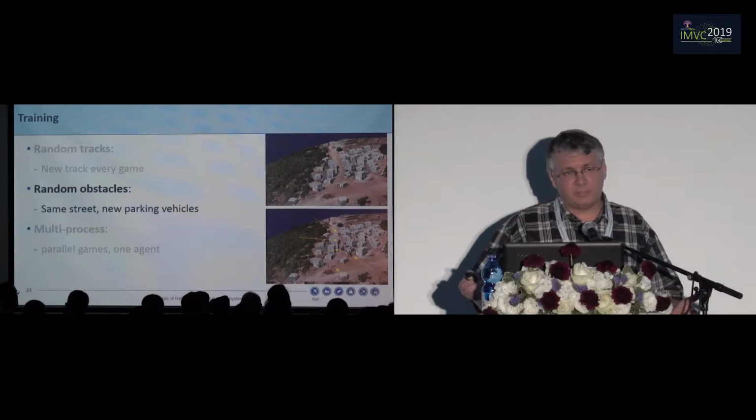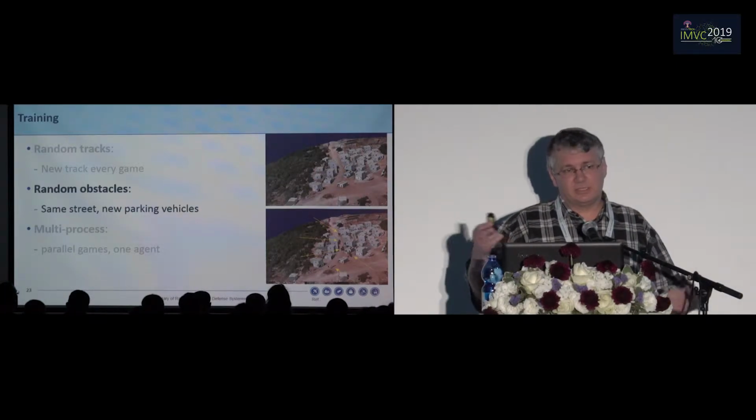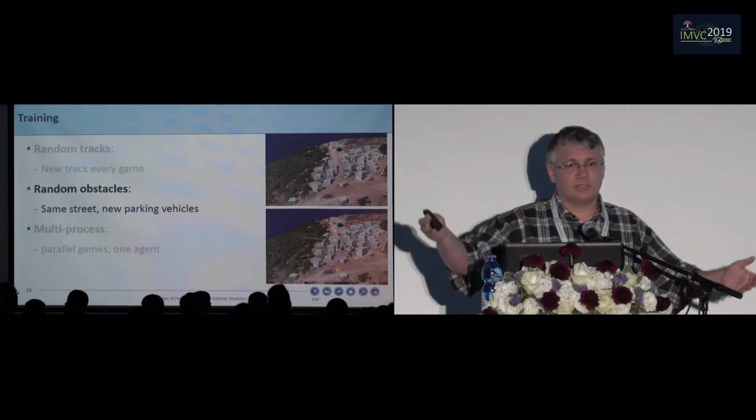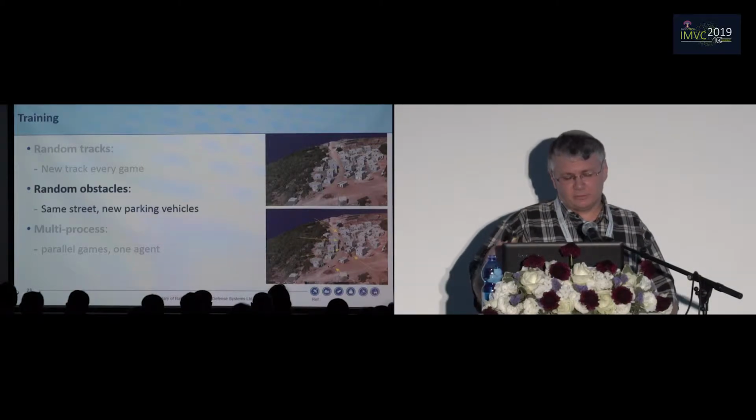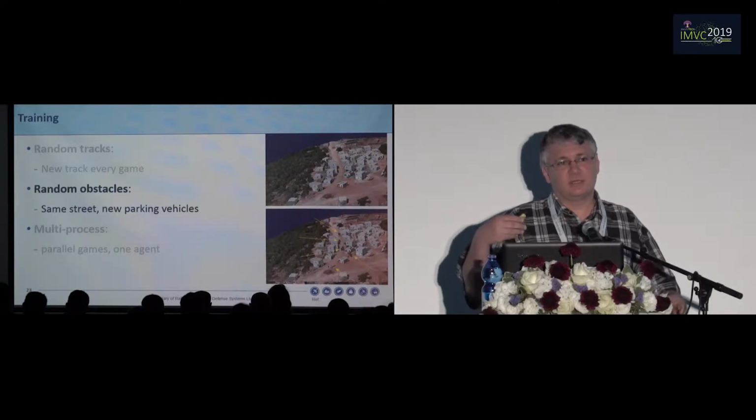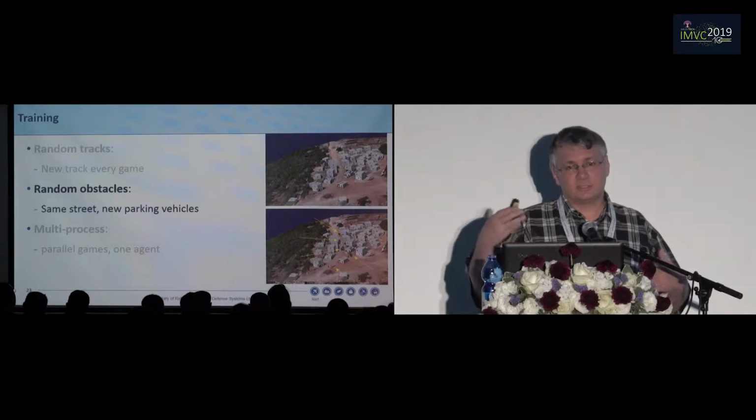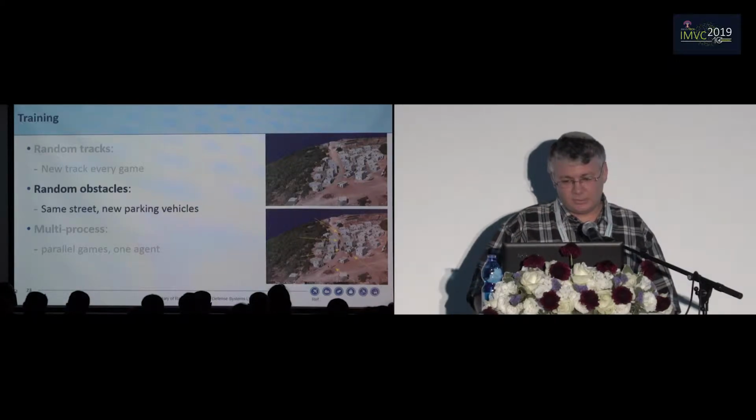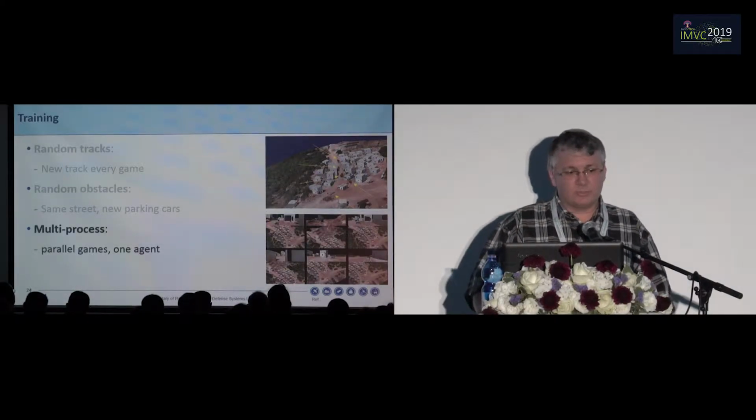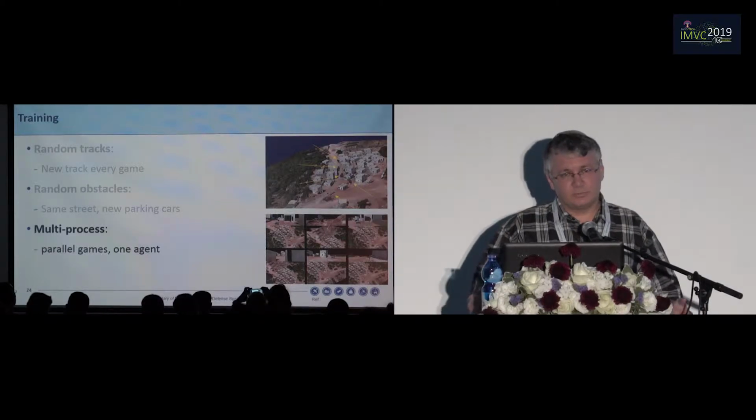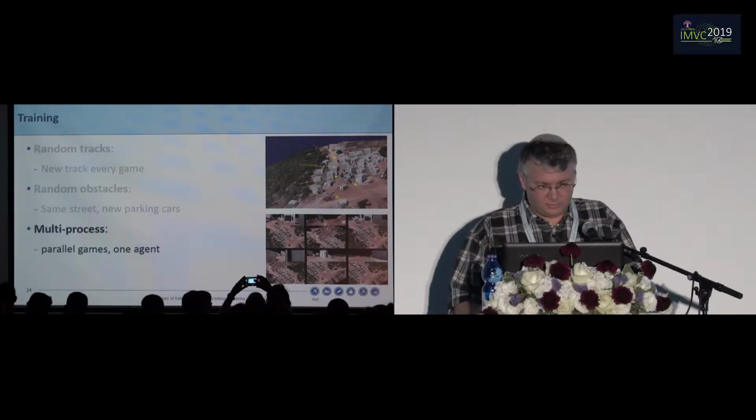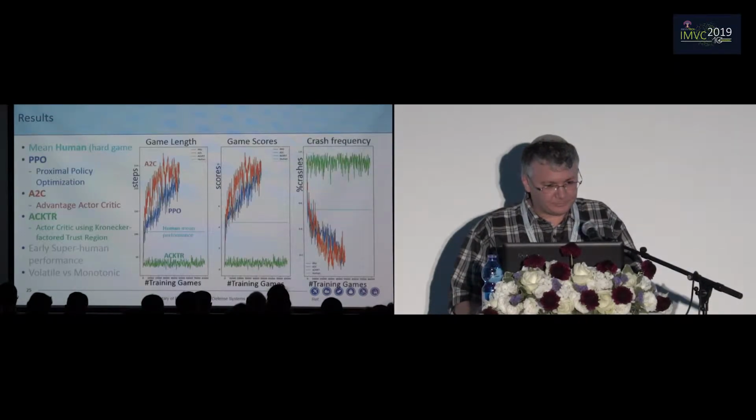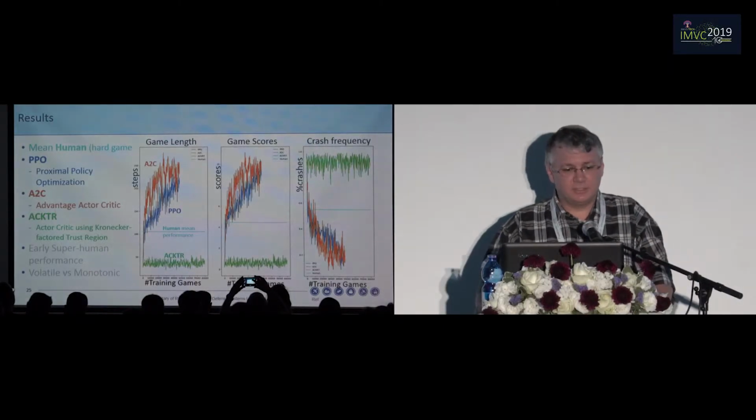It's like if you get up in the morning and get out of your house, it's the same street, but different cars are parking in different places. So our agent, in each game, sees different obstacles within the same 3D model. And we use multiprocess. We train it in parallel on many games, but only one training agent makes all the decisions.